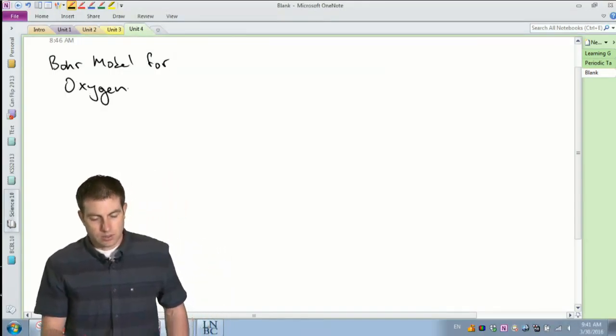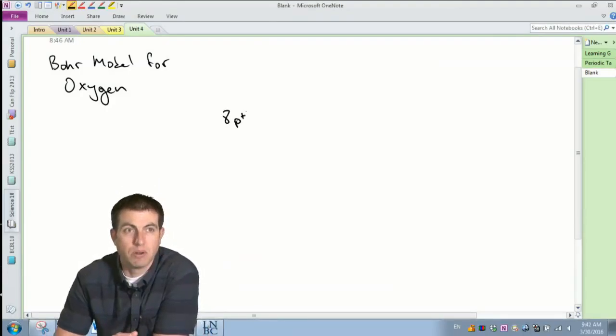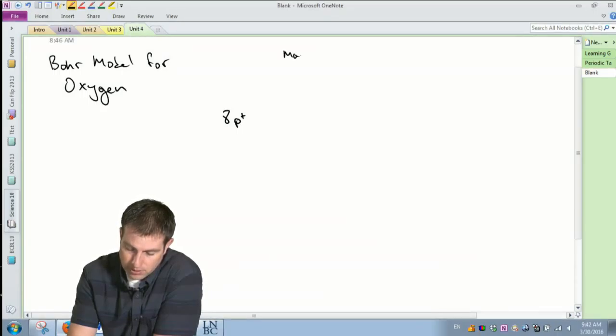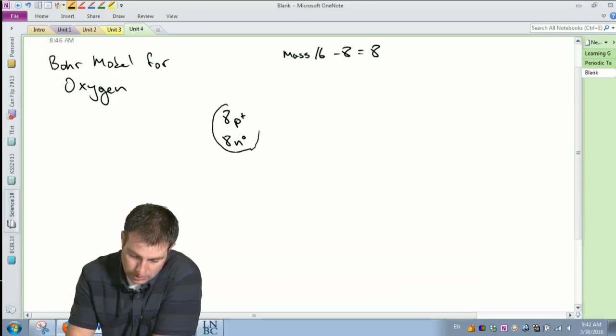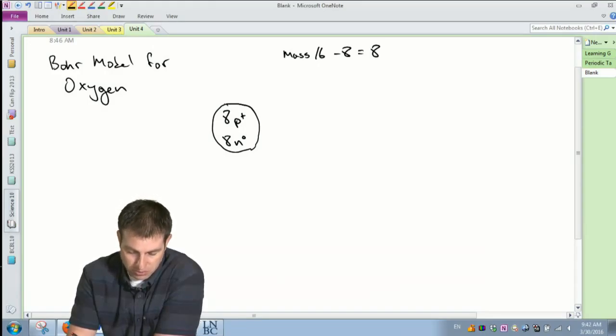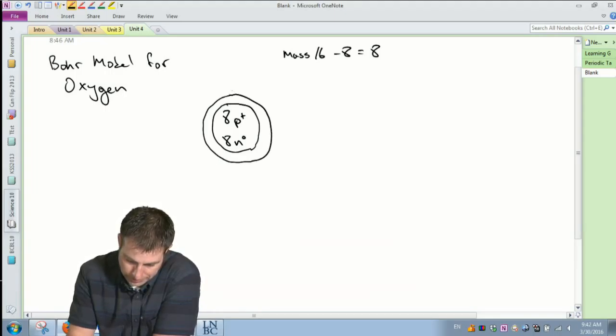All right. So we found that the atomic number for oxygen was 8, so we know it has 8 protons. And we did a calculation: the mass was 16, so we went 16 minus 8, and that gave us 8 neutrons. So I'm going to put that in the middle of my Bohr model. I'm going to apologize in advance for my circles for my Bohr model. They're not going to be great.